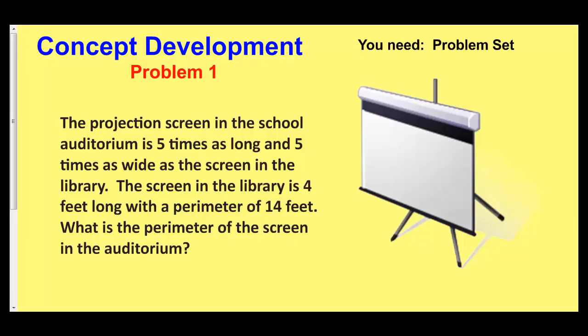Okay, so before we get started, I want you to remember that we're always going to use that RDWW process, which means we're going to read, we're going to draw something, and we're going to write a number sentence, and then we're going to write a word sentence. So first we're going to read.